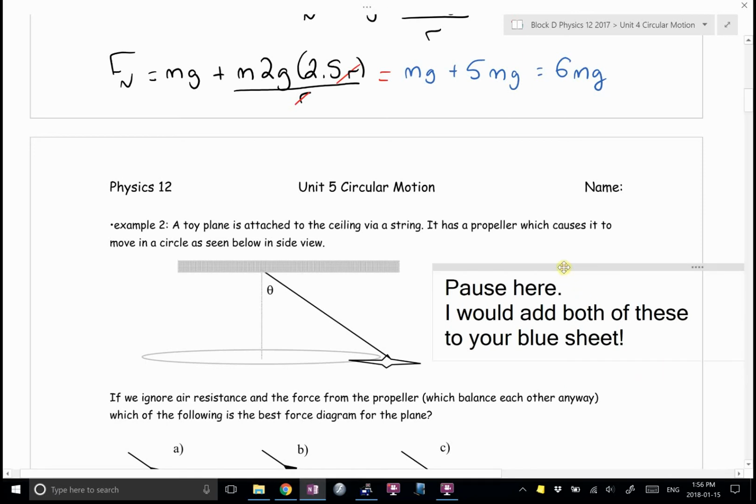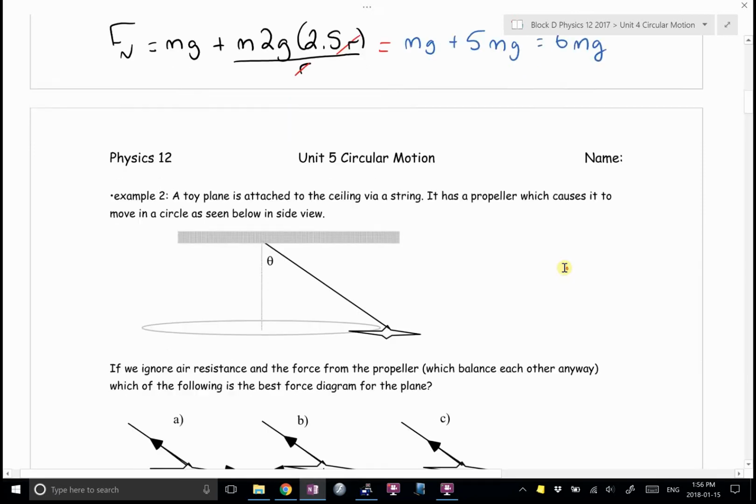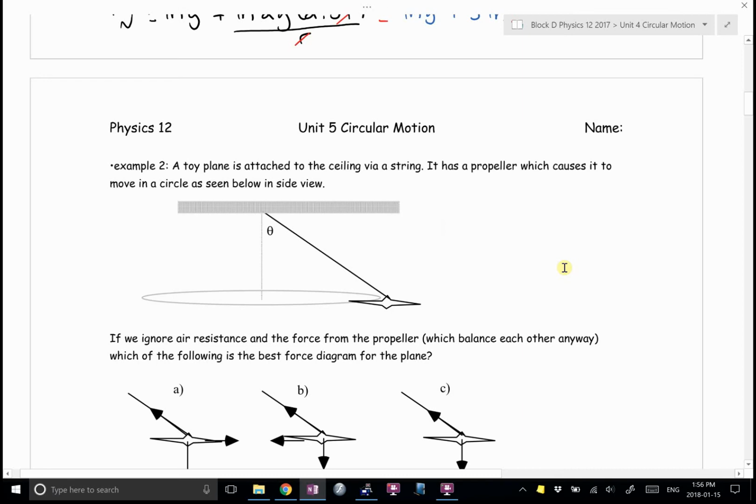Another nice example is what's called the conical pendulum, example 2. You've probably seen these in malls if you've walked past a novelty store, especially right around Christmas. You'll see a toy plane attached to a string going around in a circle. And it forms what we call the conical pendulum. It's a pendulum because it's a mass on a string. Conical because it does form an upside down little cone.